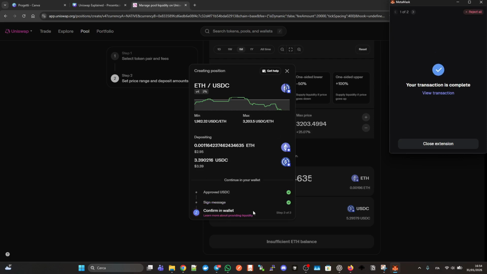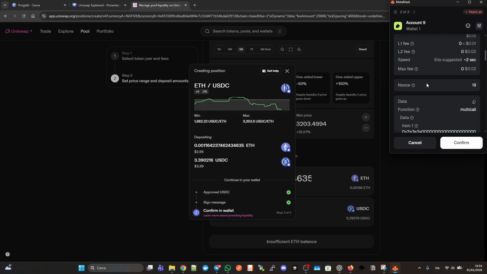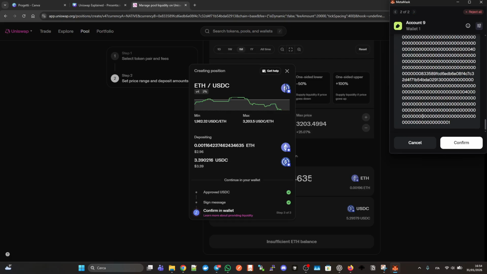So here it is showing all the steps. Now we need to confirm this other transaction here. Okay, we are doing multicall. I expect that this is okay, because until now we have signed the message. We have approved the USDC, signed the message. Now I think we are depositing.